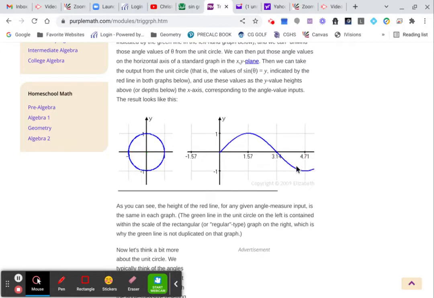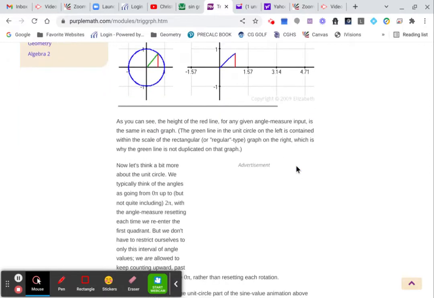Pi over 2 is about 1.57. And then at pi, it goes back to 0. It's the first number listed, so at pi, it goes to 0. And then at 3 pi over 2, it goes to negative 1, and then it goes back up to 0. So that's the idea of what the sine wave is. This represents one period of sine, and then after that, it starts replicating.